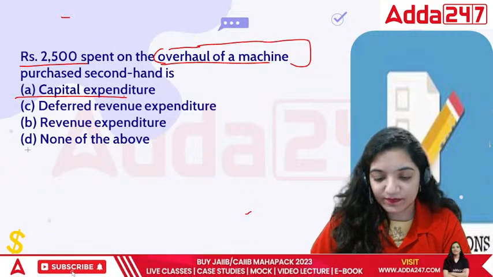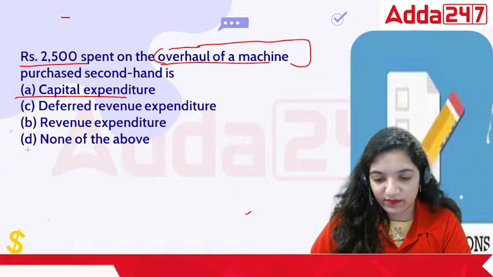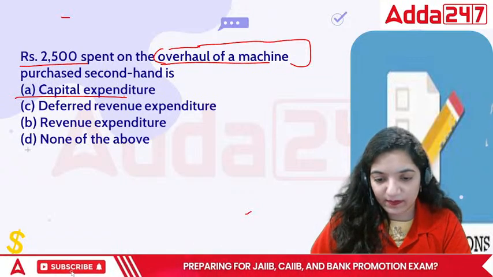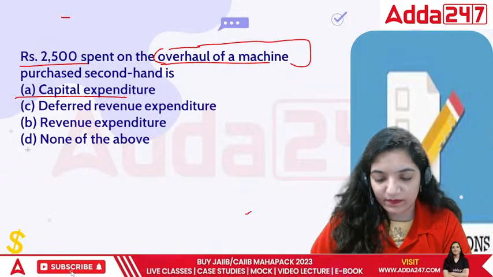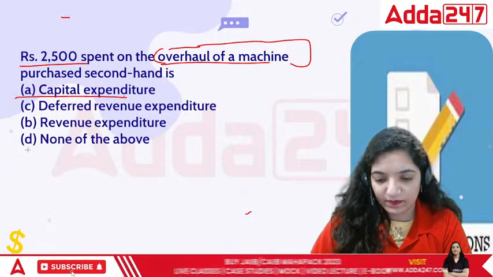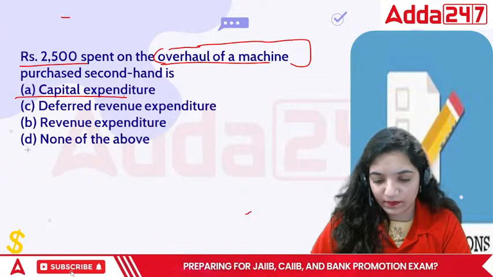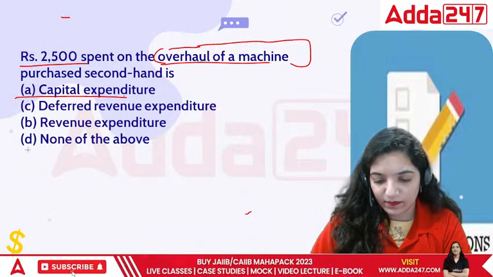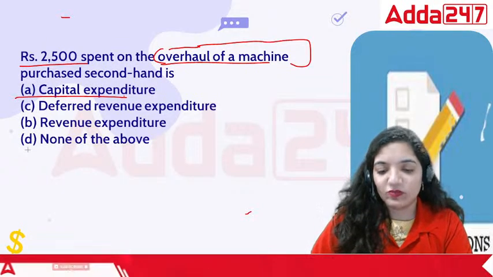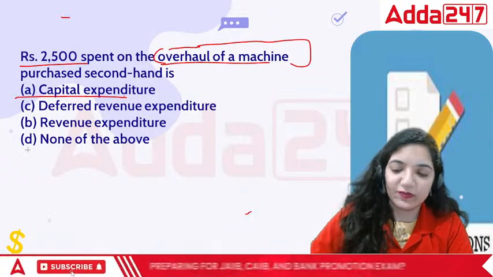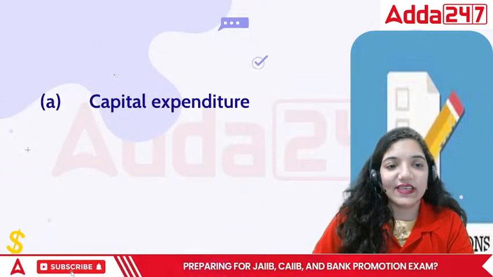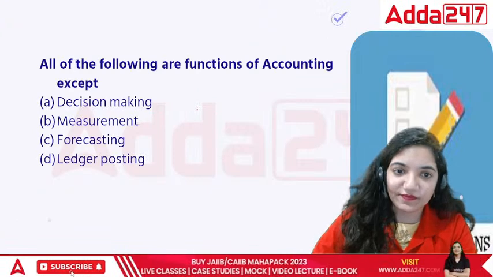Okay? Done? So let's move on and talk about the next part. The correct answer is capital expenditure.